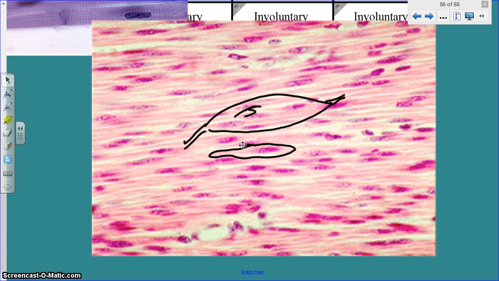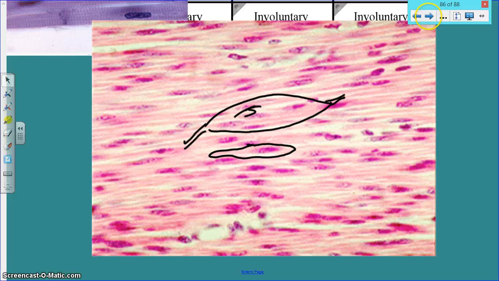So those are your muscle cells. They're not as long as the skeletal muscles or the cardiac muscles. They don't have the branches. They don't have striations. They look almost like some of your dense connective tissue.